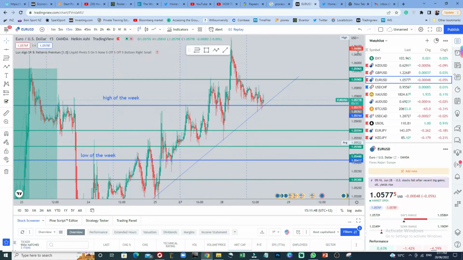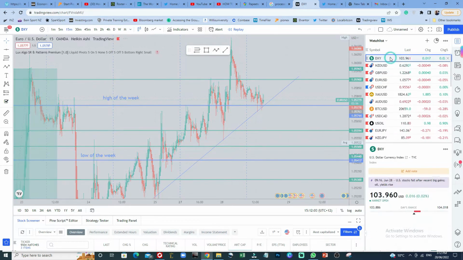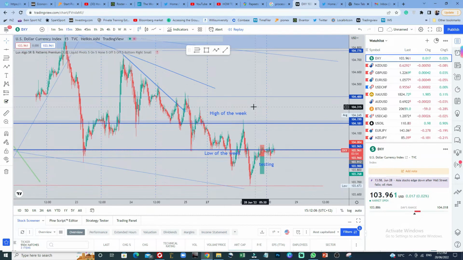Oh yeah. So now let's go over to the US index. The USD index is what I use to have an overall picture of the strength of the US dollar. Now let's go over to the dollar index, which is DXY. I'll come back to the USD.